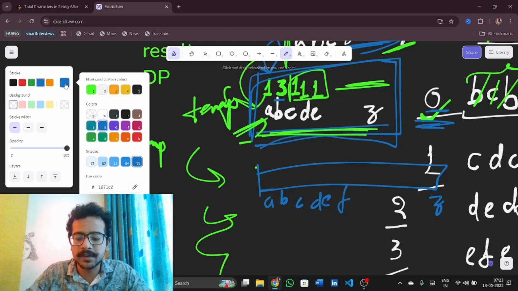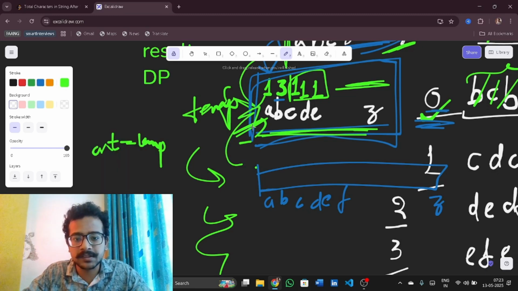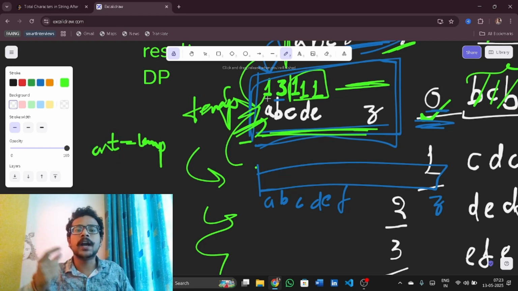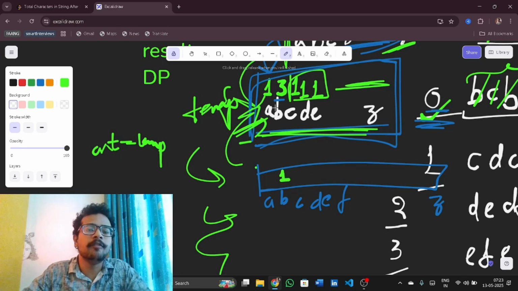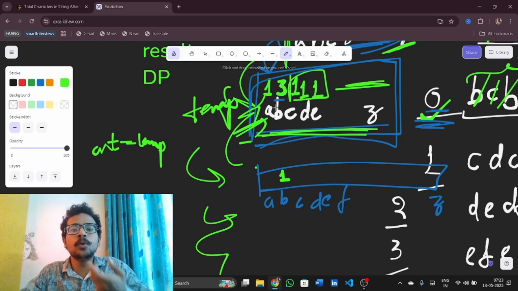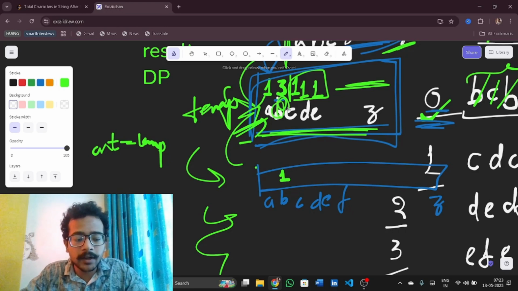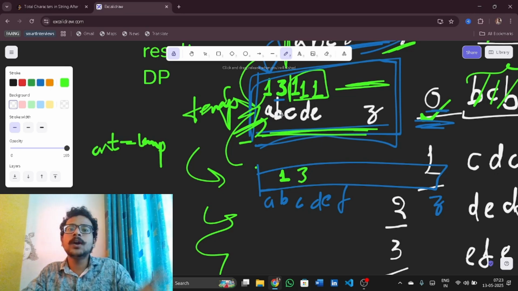Now let us see what happens here. Previously A is for one time. Now B will be one time. That means A will be transformed to B. Now B here is for three times, so C will be three times because three B's will be converted to C.